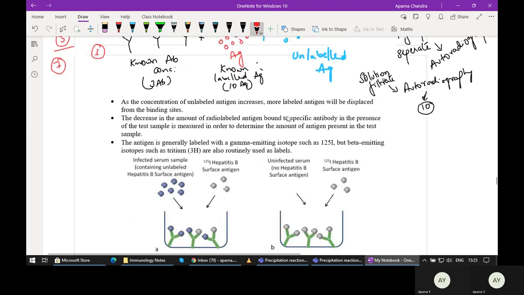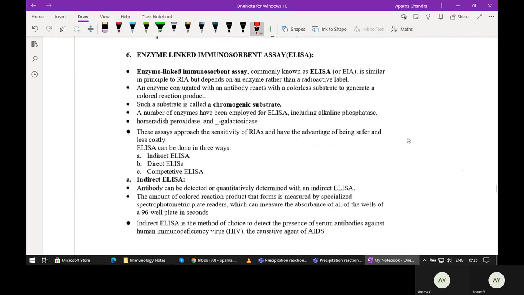In the case of radioimmunoassay, we have not tagged the antibody molecule, but we have tagged the antigen. What we are tagging in the ELISA is the antibody molecule's Fc region. An enzyme conjugated with an antibody reacts with a colorless substrate to generate a colored product.